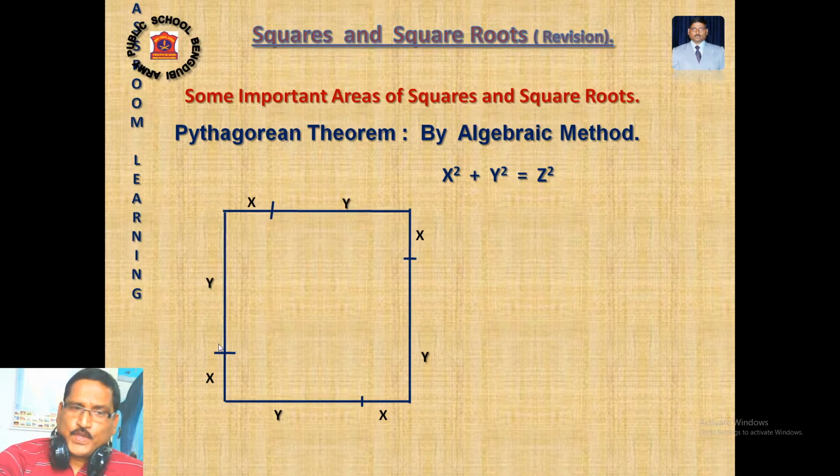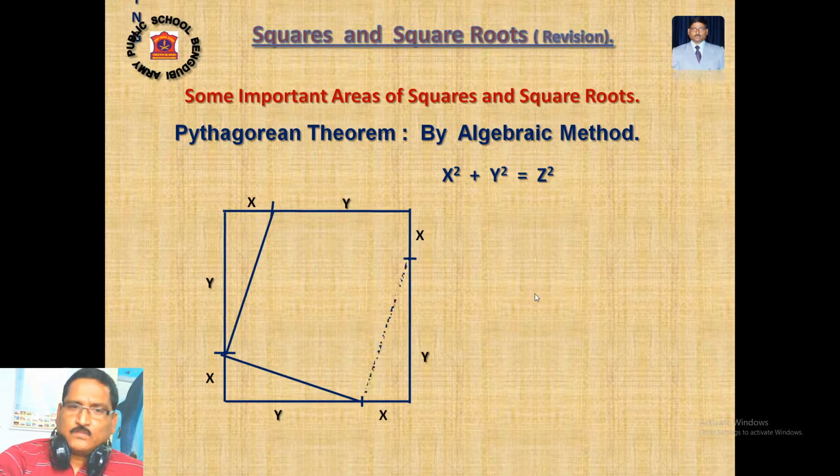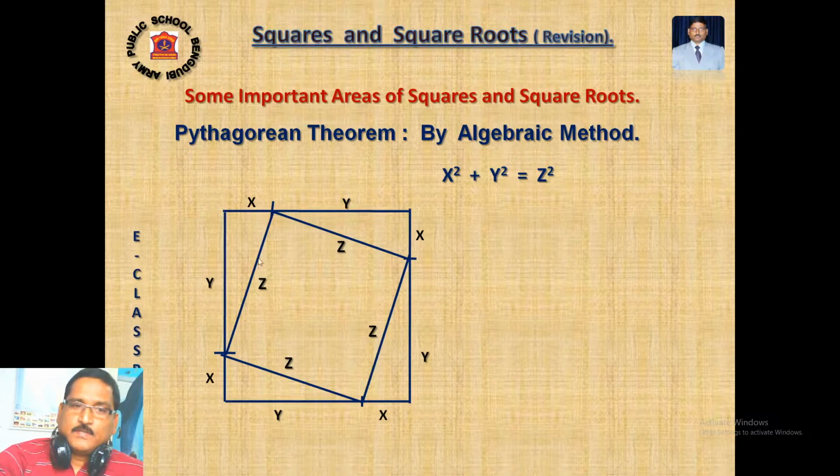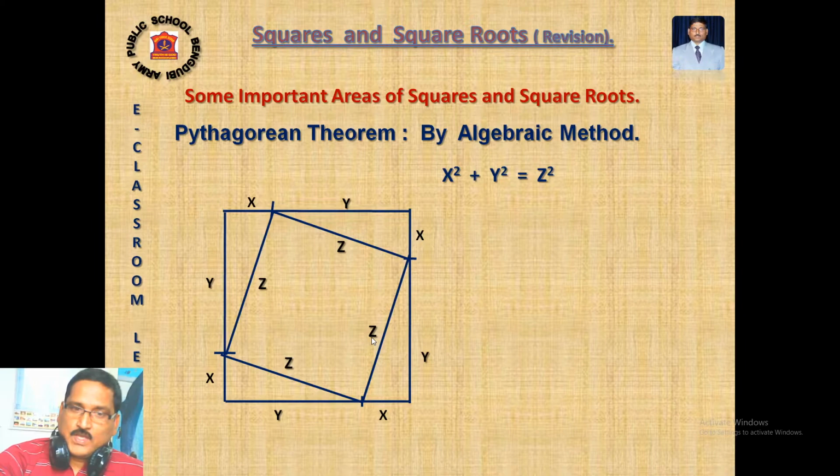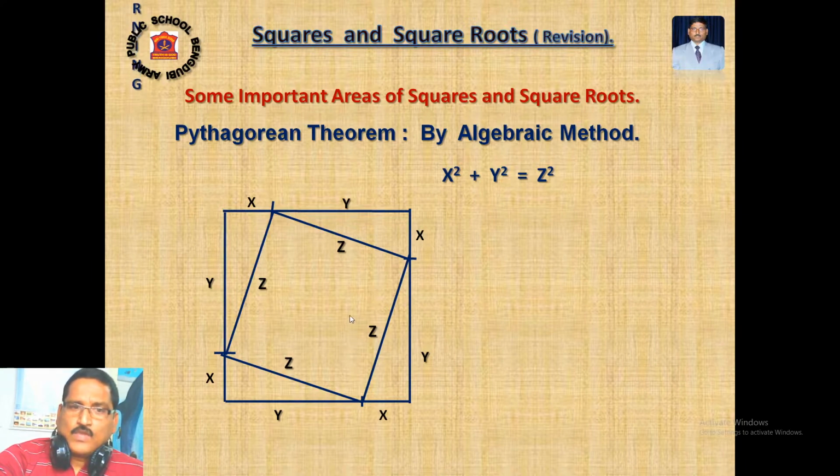Now if I join all the points like this, I am getting a small square inside the big square. Take the measurement of its sides to be z. What is the area of this small square? z square, definitely z square. Now we have to prove the first.